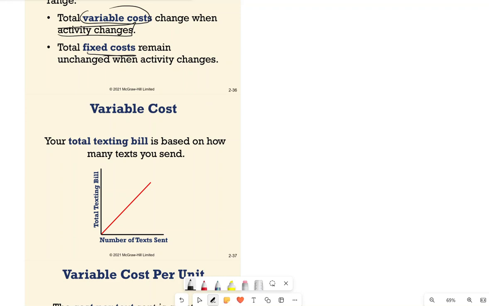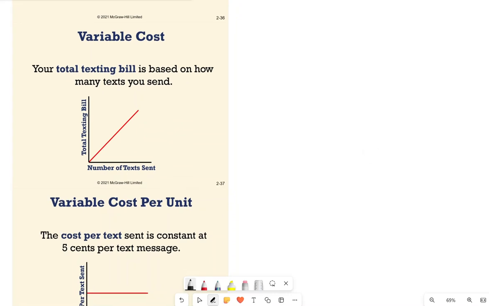So now this is an example showing you what a variable cost is and what my fixed cost is. Think of your cell phone: your total texting bill is based on how many texts you send. So your per unit variable cost doesn't change, but the total variable cost changes. We have the per unit cost and the total cost.